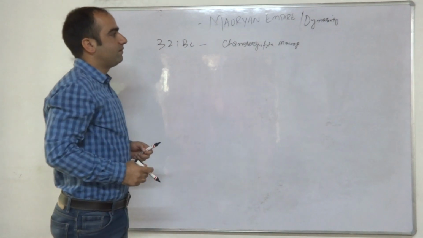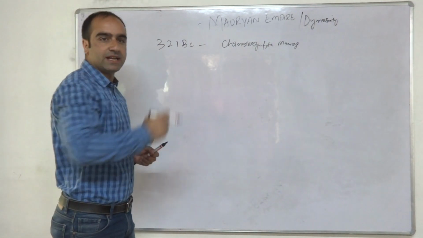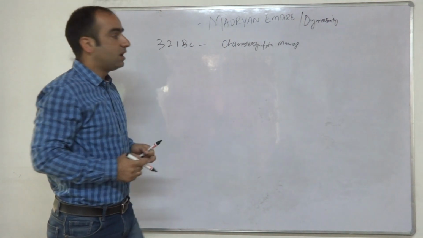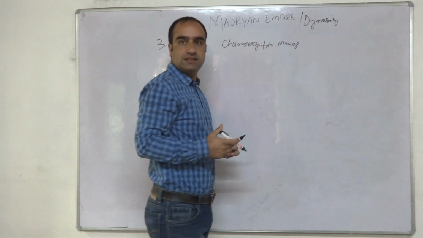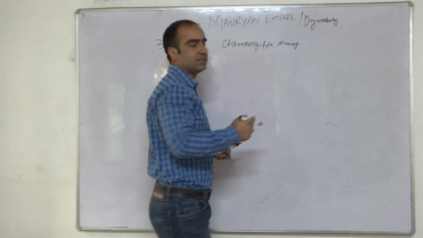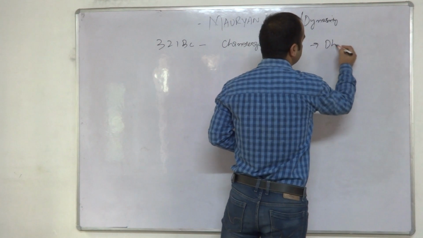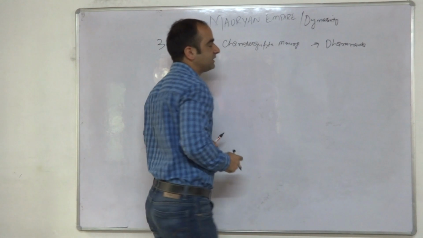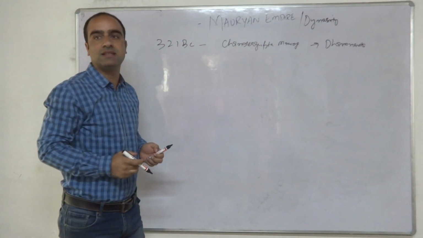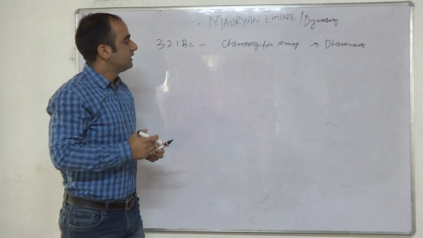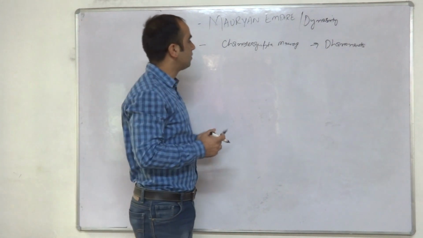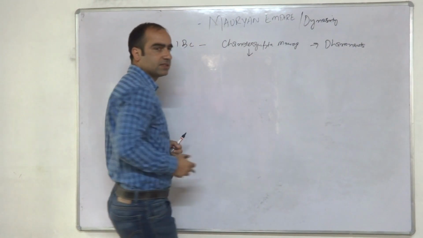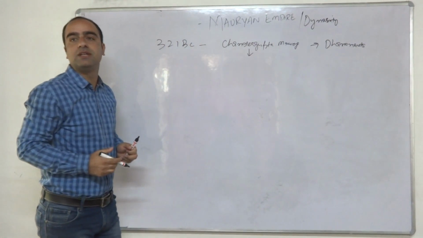Chandragupta Maurya was the founder of this Mauryan dynasty, which he founded in 321 BC, after killing the last ruler of the Nanda dynasty, which was known as Dhanananda. This Nanda dynasty was the important dynasty which ruled over the Magadhan Empire, and it was overthrown by Chandragupta Maurya with the help of a clever politician, a clever diplomat.